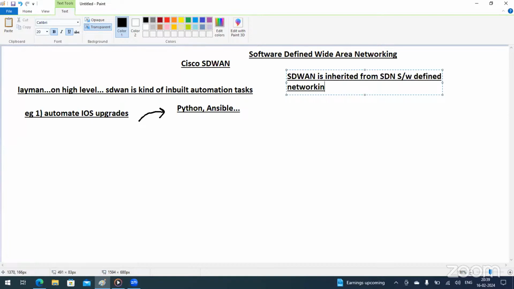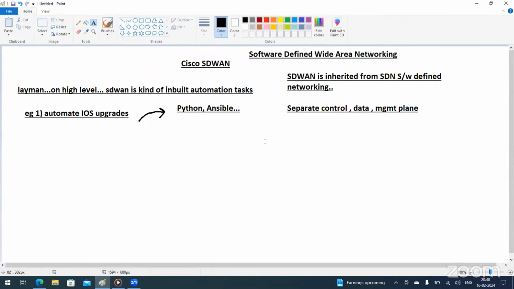The concept of SDN is to separate different planes, like the control plane, data plane, and management plane. Do you have any questions so far? Anyone? Any doubt? No questions from my side. Okay, good, thanks. So this is the concept of SDN, to separate the control plane, data plane, and management plane.